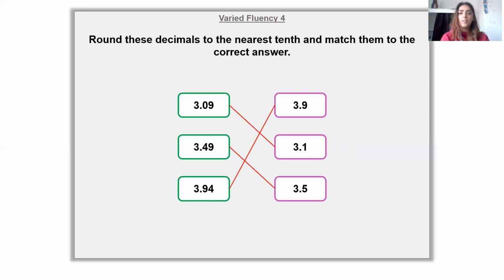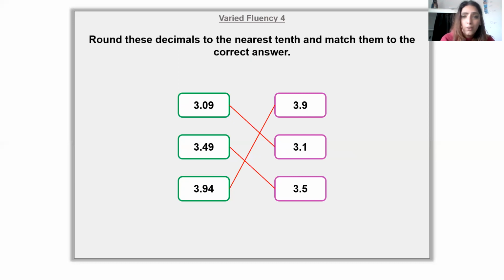Did you get that right? So 3.09. Remember, we look at the whole number, then we look at the tenth, and then we look at the hundredths. So in 3.09, we look at the tenths, it's no tenths, and it's 9 hundredths. So if it's 5 and above, it goes up. So it would be 3.1. So if you got that right, give yourselves a tick.